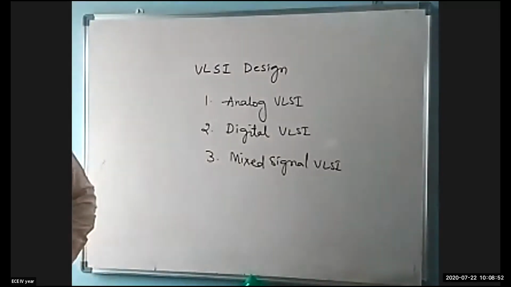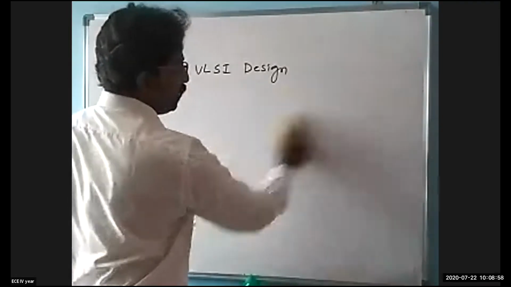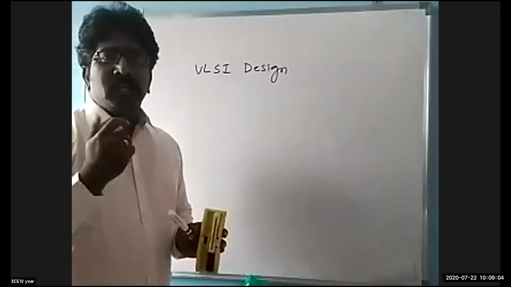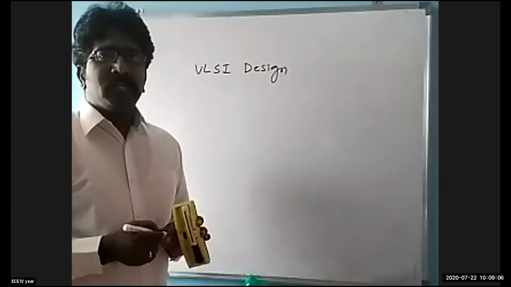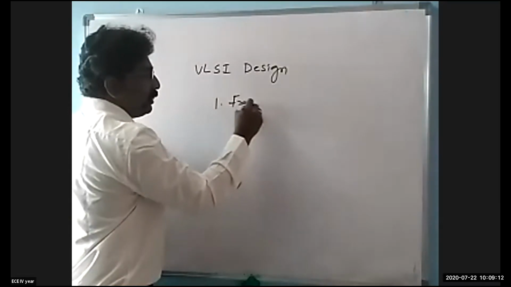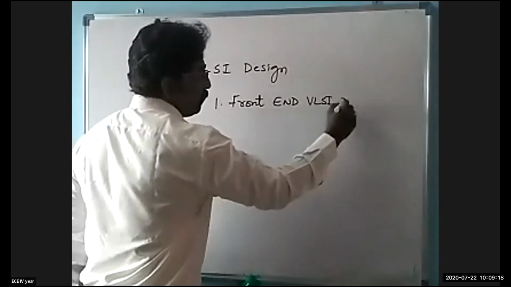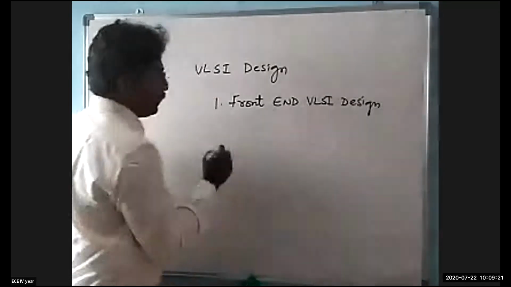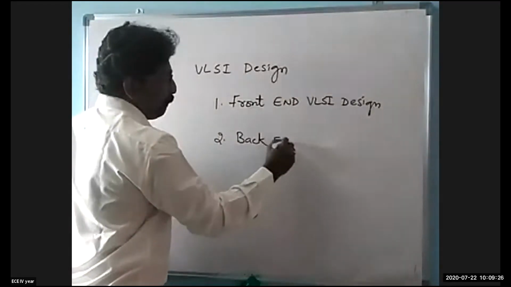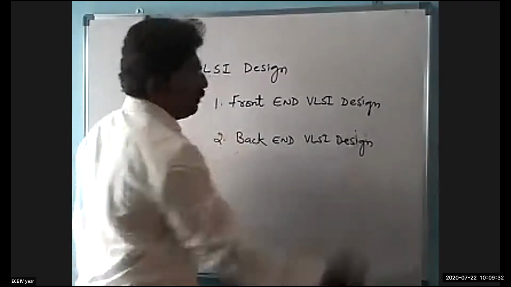Then next, the same VLSI design is also classified into two different types depending upon the manufacturing of an IC. The first type is called front-end VLSI design, and the second one is called back-end VLSI design. So what is meant by front-end and what is meant by back-end? Let us see now.